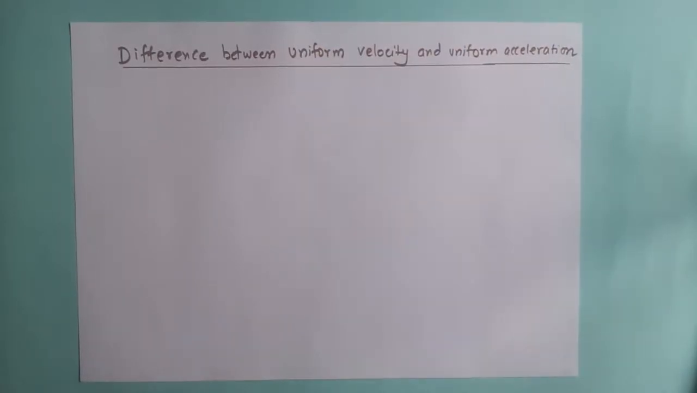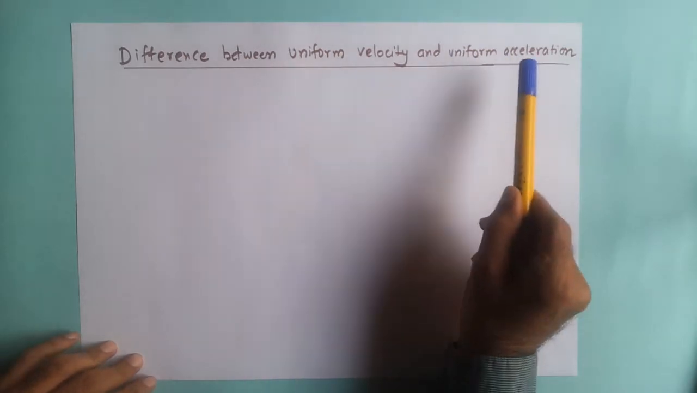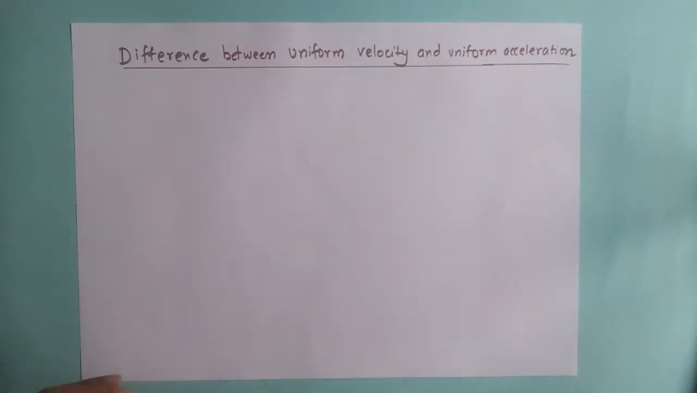While studying uniform motion in one dimension, we came across the terms uniform velocity and uniform acceleration. What I find is sometimes we have some difficulty in distinguishing between uniform velocity and uniform acceleration. In this video, I'm going to make an attempt to clear this misconception or misunderstanding between these two terms, uniform velocity and uniform acceleration.